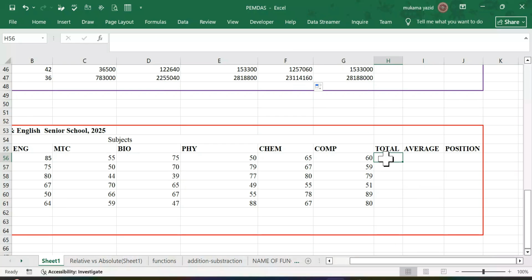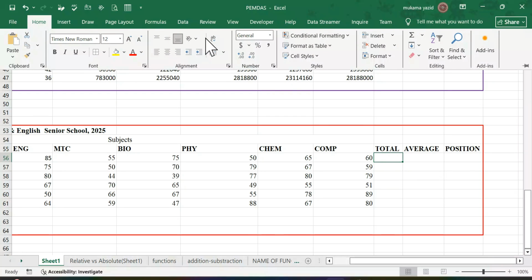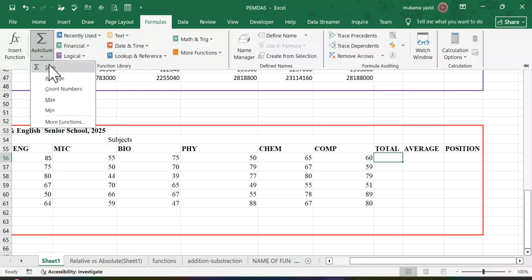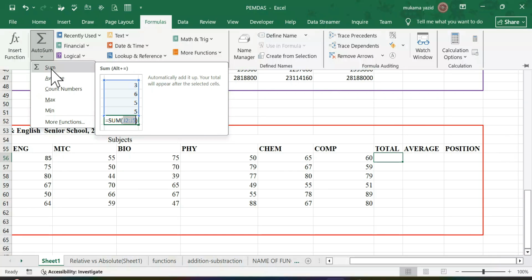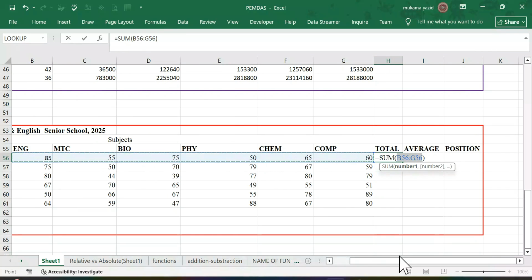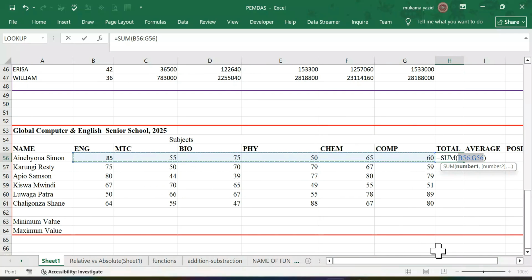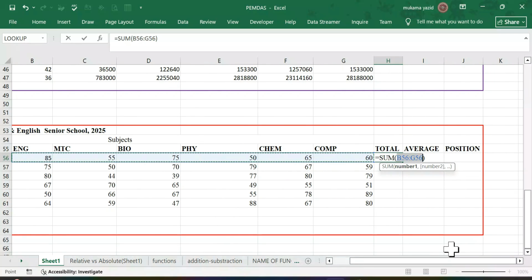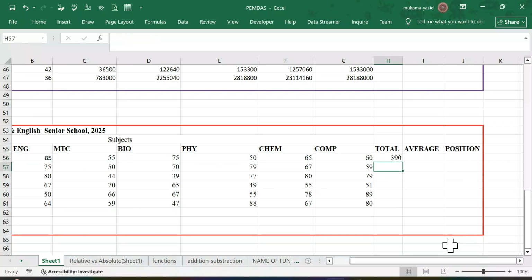To get the total, since they didn't specify whether we use formula or function, we can decide. Me, I will decide to use a function here. I can decide to bring a function from the formula bar. We go to auto sum. Since I want to sum up the scores, I'll just bring this, and obviously Excel will understand what I want, and press enter. I think it has guessed right. If not right, then you make a good selection. But I think it has guessed well. Then let me just autofill to get the rest of the answers.